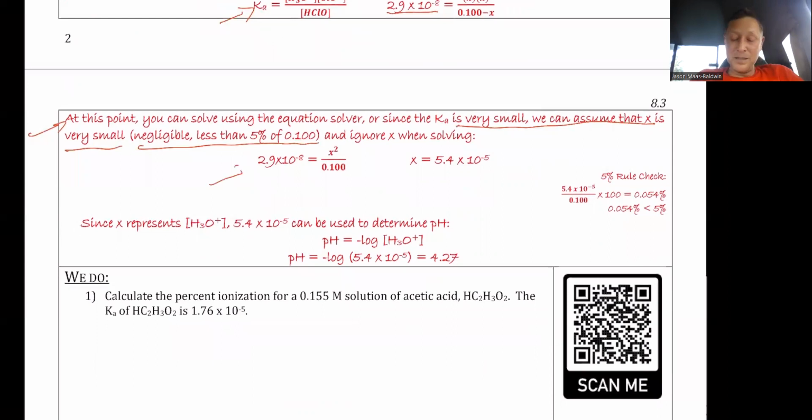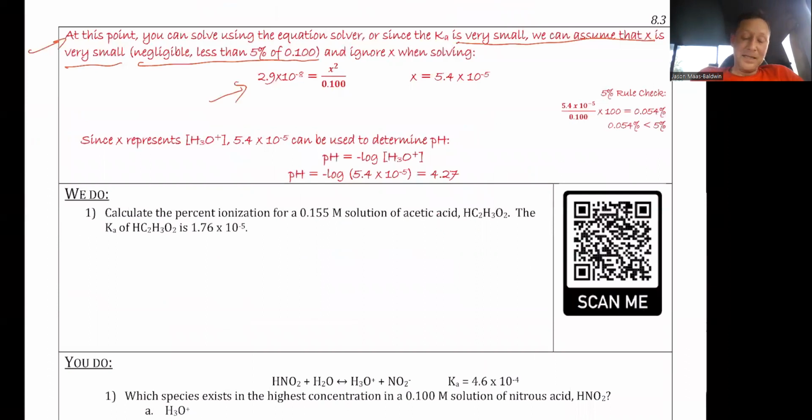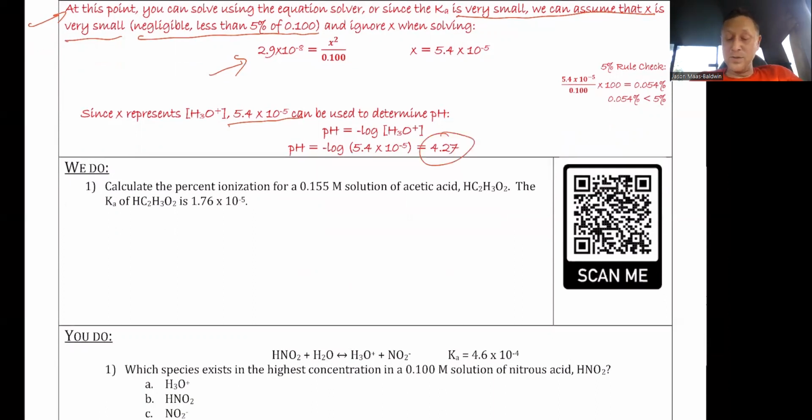So when we rearrange this, we solve for X. And now remember that X is the hydrogen ion concentration. So we solve for X, and we get the hydrogen ion concentration is 5.4 times 10 to the minus 5. The question's asking what's the pH, so we have to take the negative log of the hydronium ion concentration, and we get a pH of 4.27. This here just shows how to check to make sure that we met the 5% rule.